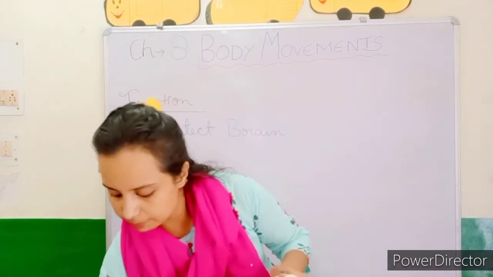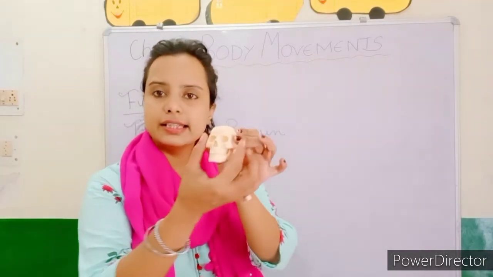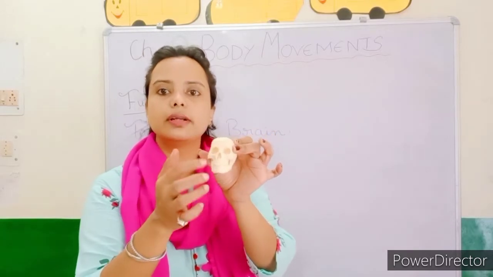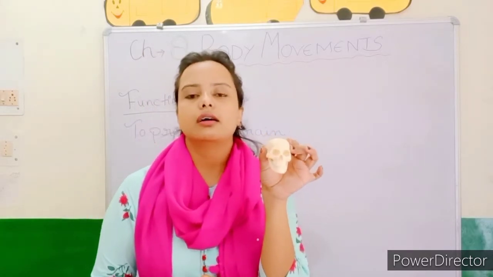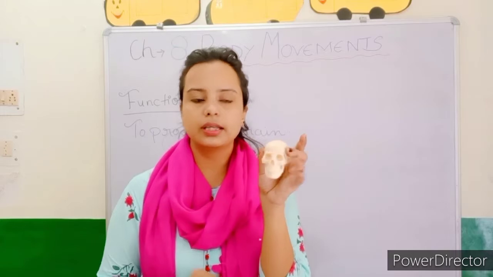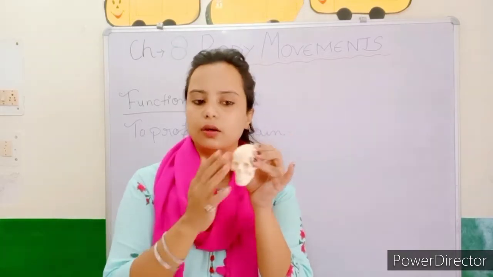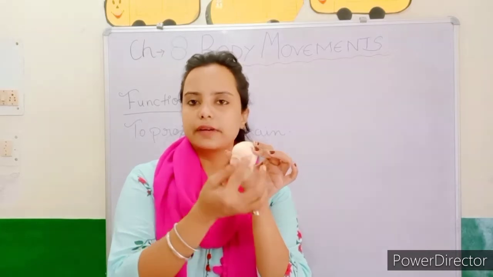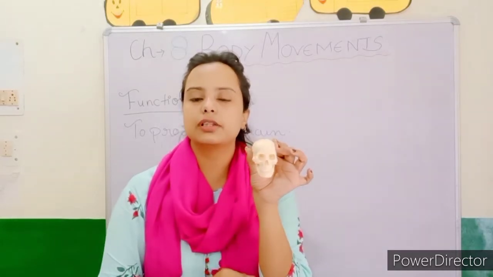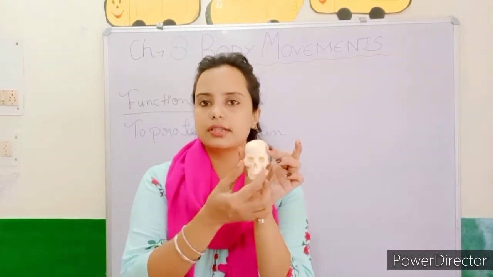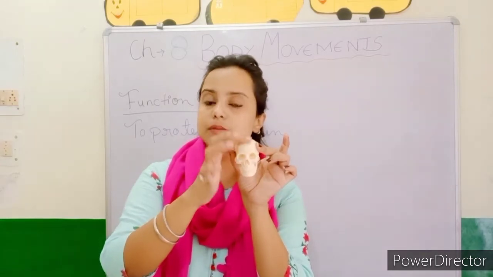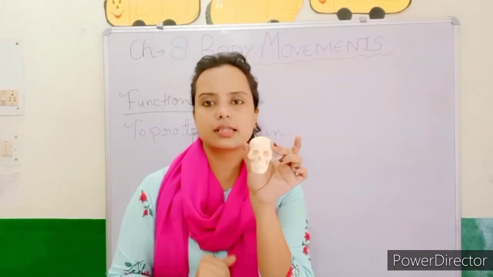Now the bones present down here are known as the facial structure. Only the upper part is known as the skull, not the whole. This front portion is the face, and only this portion is known as the skull.